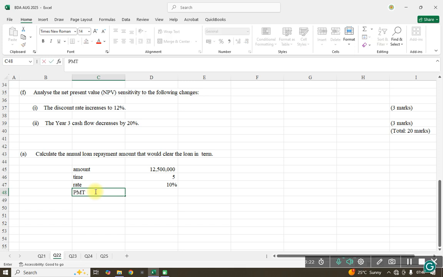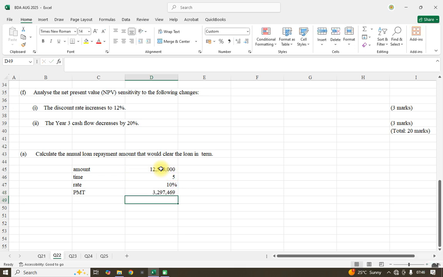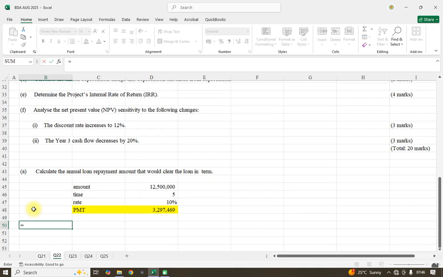We call it the PMT, annual repayment, which we take as a formula here. We start with the rate, then the number of periods, they are 5 years, and the PV we normally put a negative because it takes it as an outflow. You put a negative, then you click this and you enter. So we shall be paying 3,297,469 as our amount of repayment. Annual repayment will be 3,297,469. That one was awarding you 2 marks.